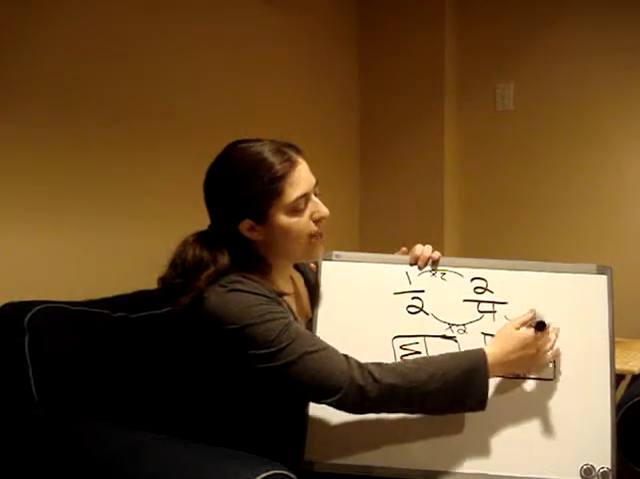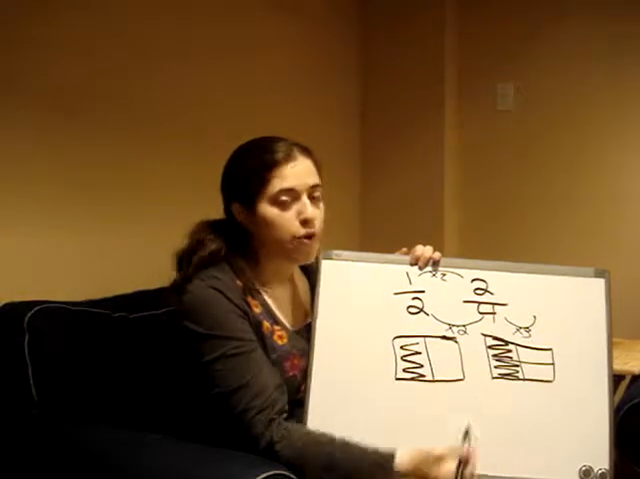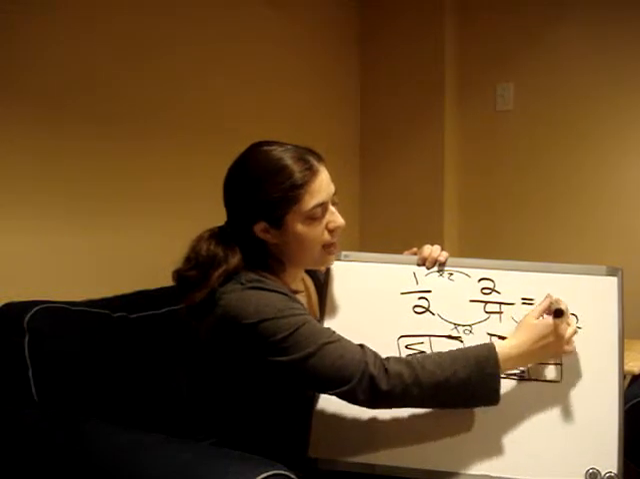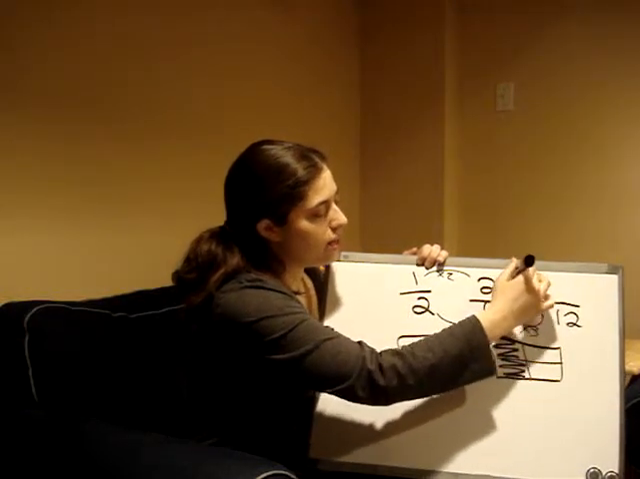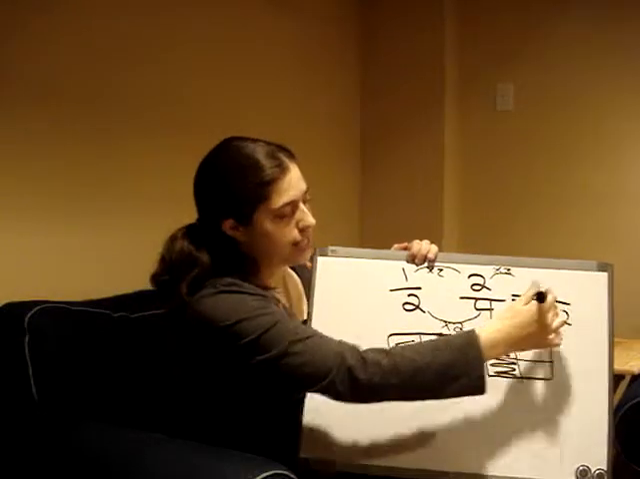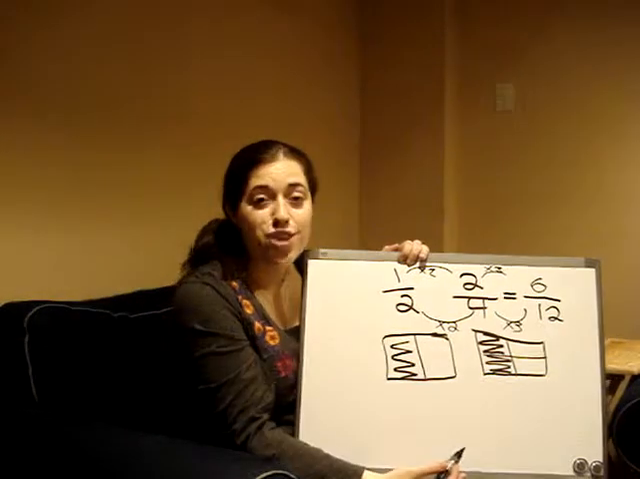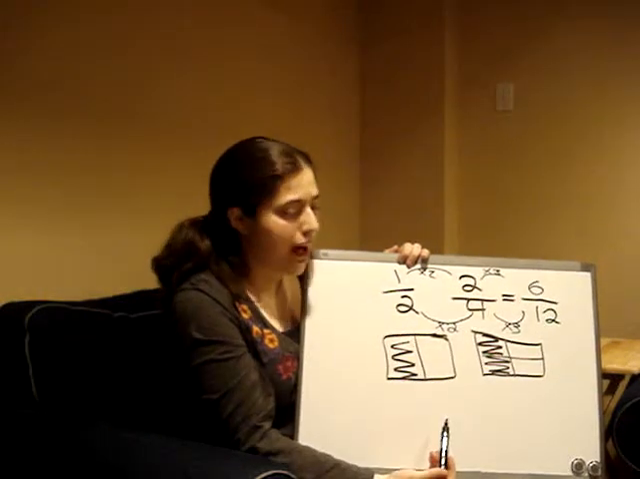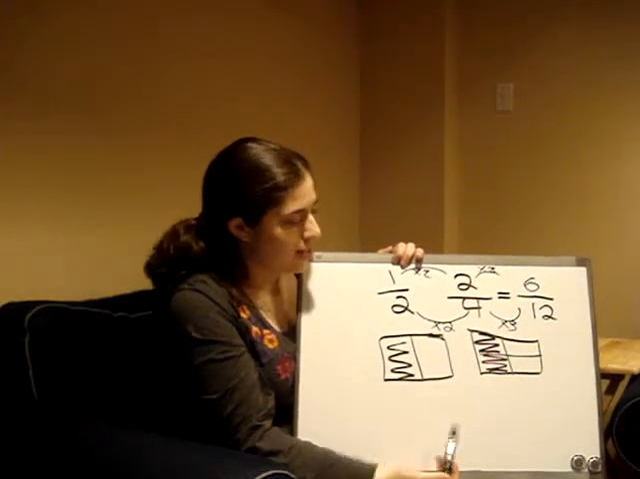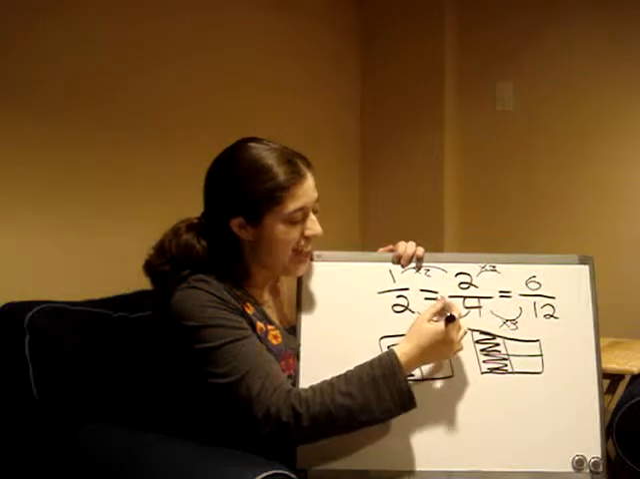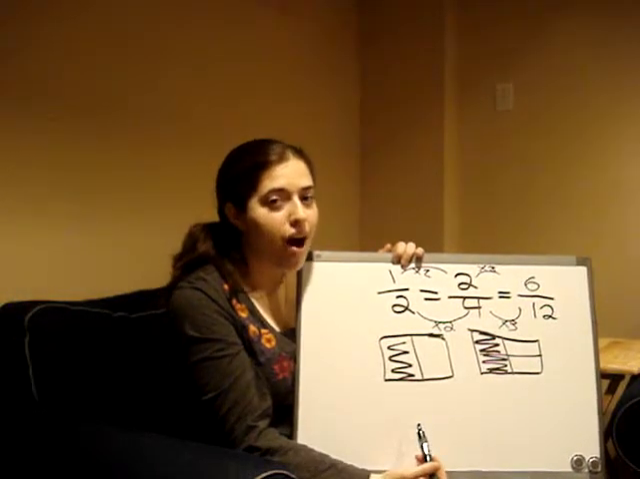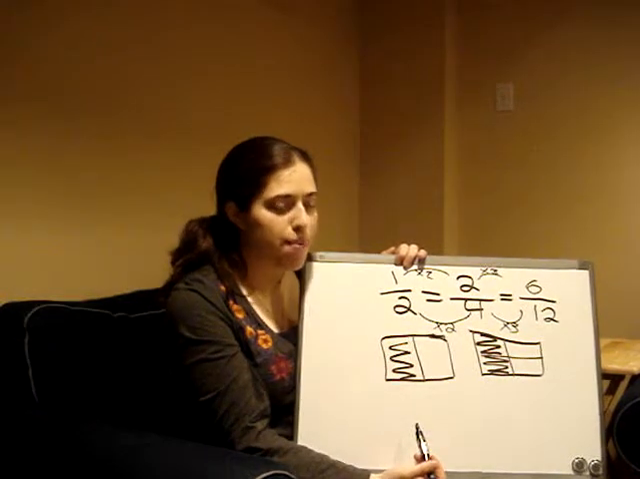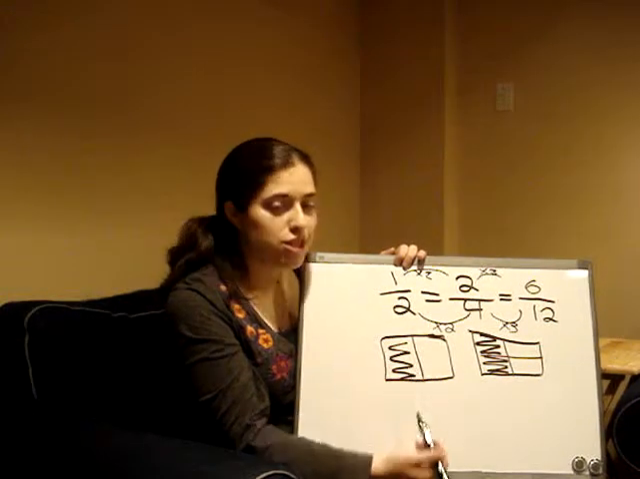Okay, what if I multiply the denominator by 3? 4 times 3 is 12. And then the numerator by 3. 2 times 3 is 6. I've just found an equivalent fraction. 6/12 describes the exact same amount of space as 2/4 and 1/2. They are all equivalent fractions. Even though they look different, they're describing the exact same part of a whole.